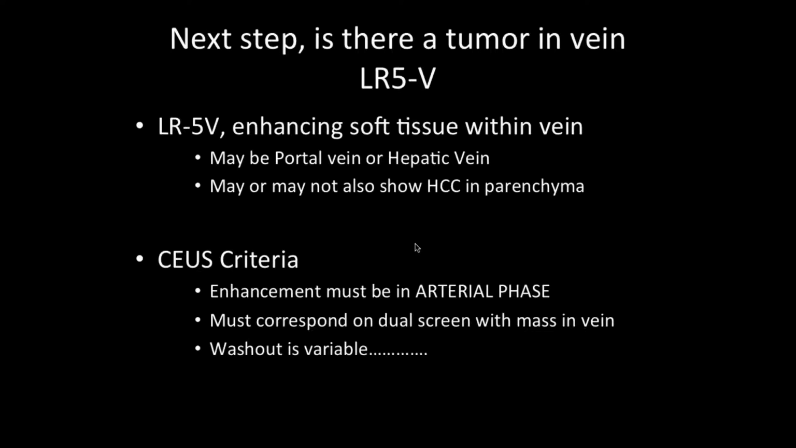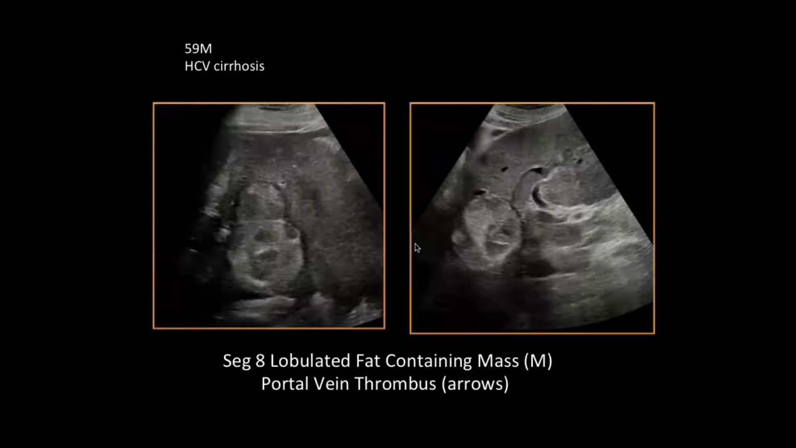the liver parenchyma. The contrast-enhanced ultrasound criteria for looking at soft tissue in the vein is that when we're looking for enhancement, we must time the enhancement so that we are certain that any enhancement that we observe is in fact correlating with the arterial phase. And it must correspond on dual screen imaging with the mass that we've shown in the vein, and we have to look for washout in the portal venous and late phase as we do for HCC.